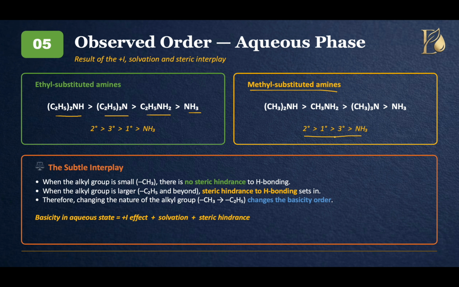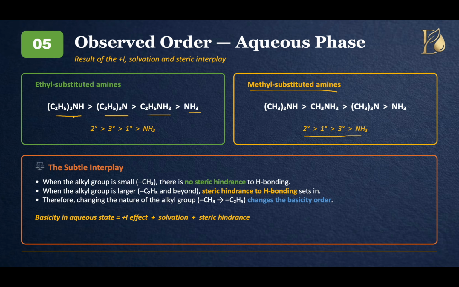So what is happening here? Secondary amines are the strongest bases in both cases, in ethyl-substituted amines and methyl-substituted amines. Why? Because secondary amines have a good balance between plus I effect and solvation. They have enough alkyl groups to increase electron density, but they are still not too bulky to prevent hydrogen bonding completely. Tertiary amines have a stronger plus I effect, but steric hindrance reduces solvation significantly. Therefore, their basicity decreases compared to secondary amines.